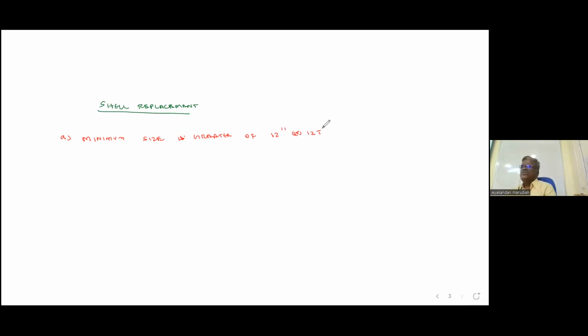The next question, what is the maximum size of the replacement plate? Maximum, there is no limit. If you want to replace a shell, a number of shells can also be replaced. So maximum, no limit. Second point. I will just put points so that you can easily understand by reading.